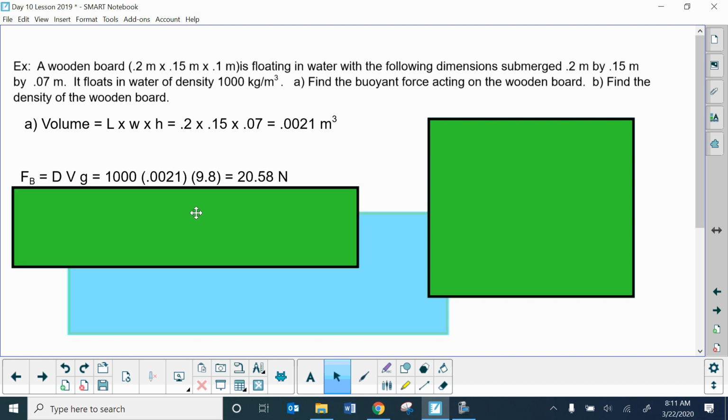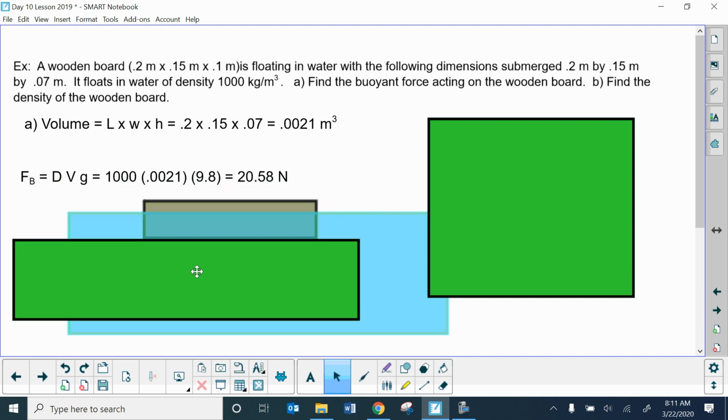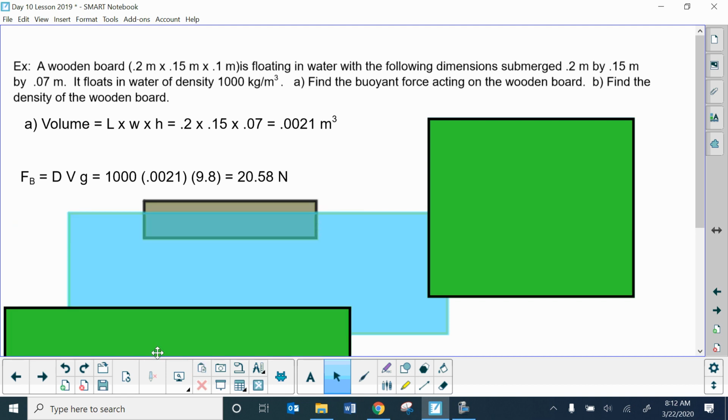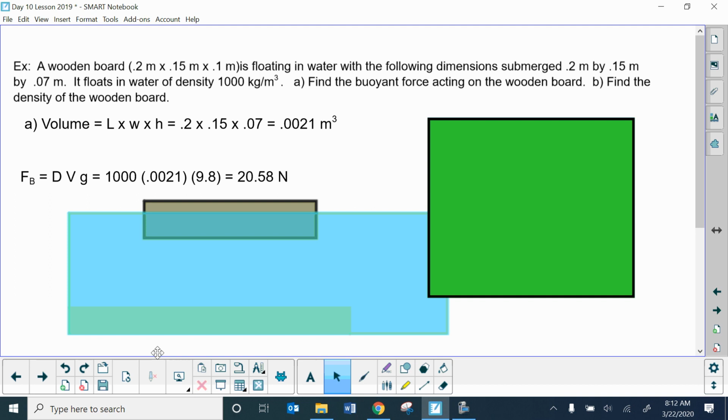And then I'm going to plug into the buoyant force formula. So again, this is the density of the water or the fluid. This is the volume that's submerged. So that's why I use this number and not the whole board, because notice there's some section of the board that's floating up. And then 9.8, which is the acceleration due to gravity. If I multiply those three numbers, I get 20.58 newtons.